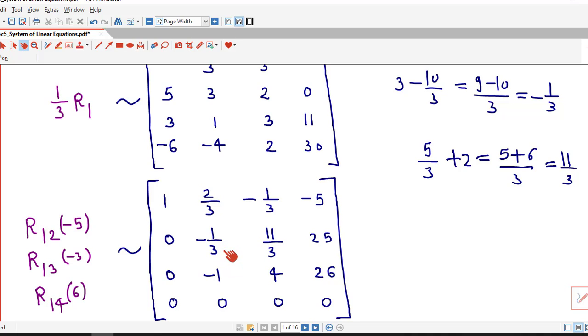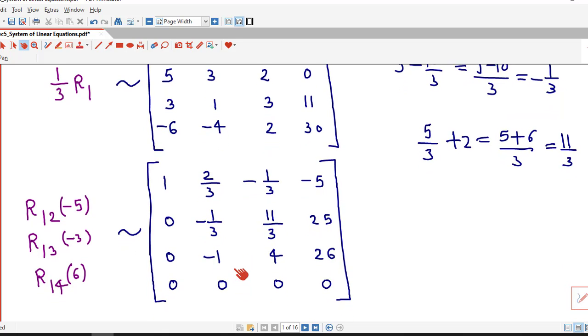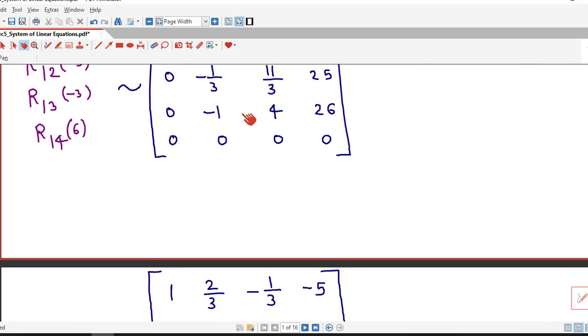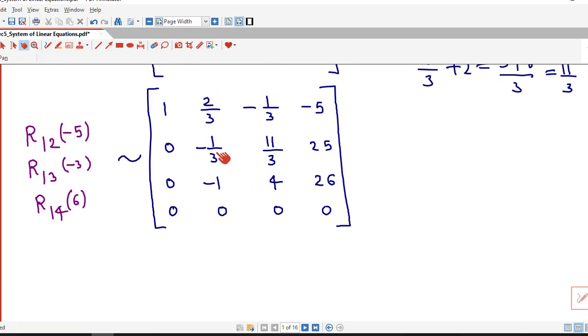So it is not 1. So we have to make this entry 1. Either we can interchange with this third row or we can multiply this by minus 3. So we have done here multiplication of second row by minus 3 because I require the first non-zero entry of the row to be 1. So next operation is multiplying second row by minus 3. Other rows will remain as they are and this will become 0, 1, minus 11 and minus 75.